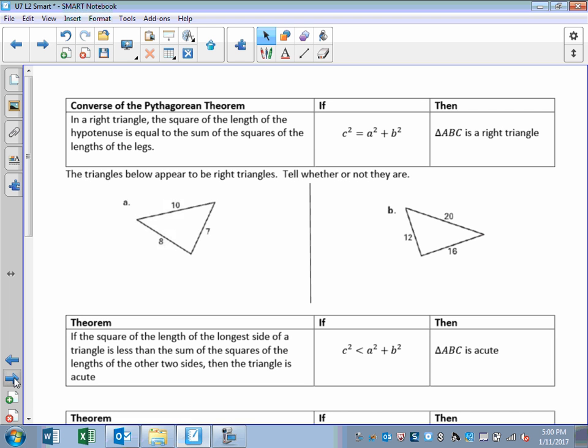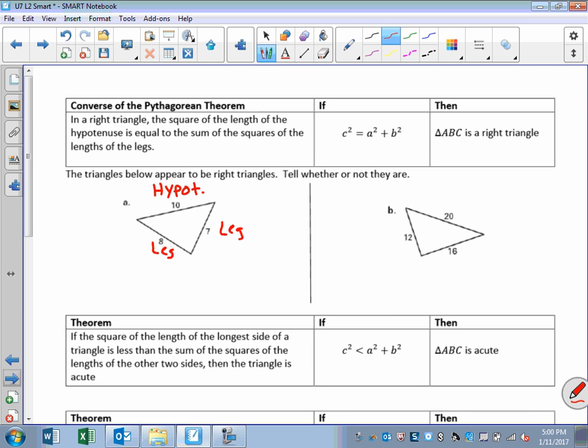Now we don't know where the right angle is because we don't know if it's a right triangle yet, but we still can tell which side is the hypotenuse, because hypotenuse just means longest side. So 10 is going to be our hypotenuse, which means the other two sides are legs. So now we've got to solve and see if they equal.